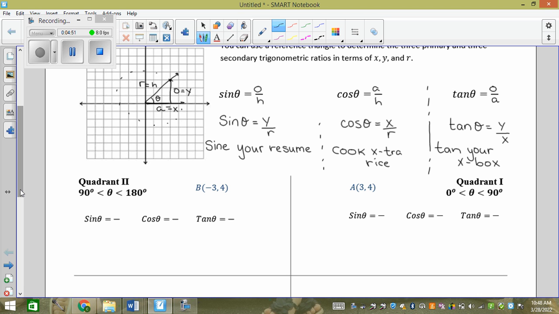Today, if I give you a coordinate and I ask for a trig ratio, you're going to have to find the third side first, because I need x, y, and r, and I'm only giving you x and y. The key thing to know is r is a radius. Radius is a length of measure, okay? So r is always positive.